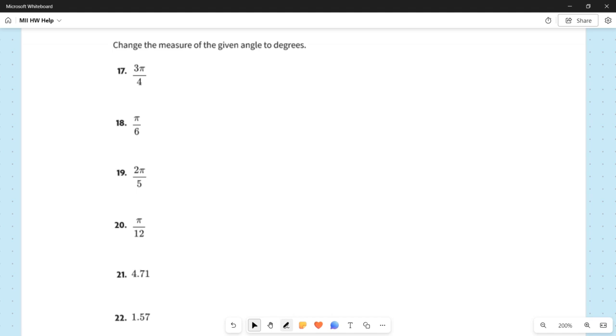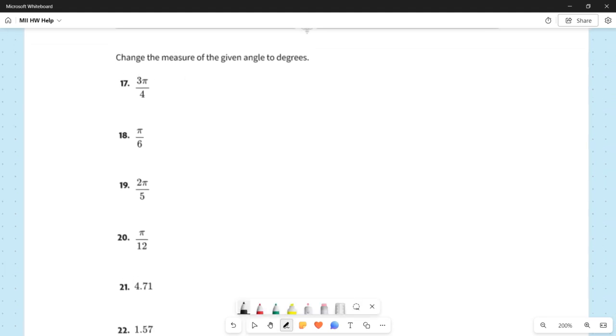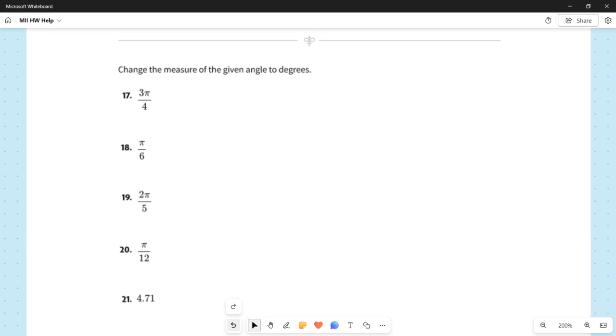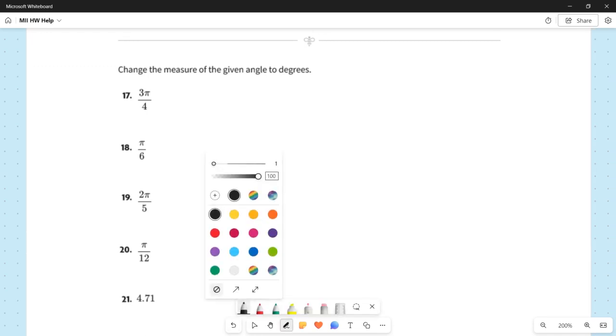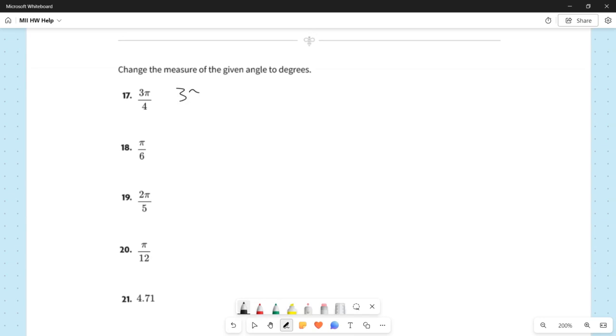Our general process is actually not going to change in that we're going to start with our angle measurement. So we're starting with 3 pi over 4. So we're going to start with 3 pi over 4 radians. And now we're going to multiply again by the number 1. And that number 1 is going to be expressed as a fraction of something over itself.